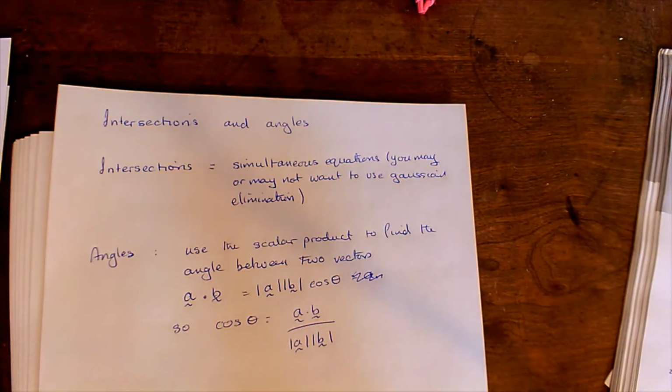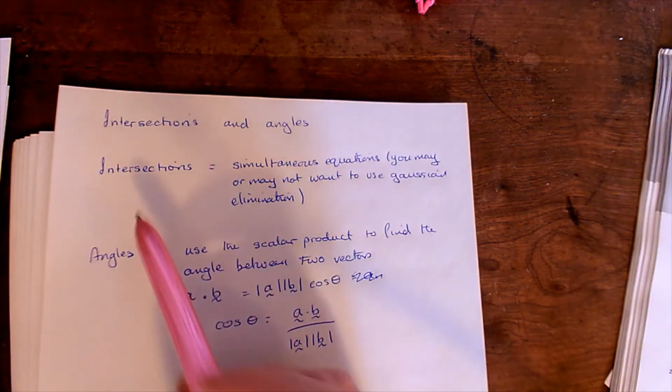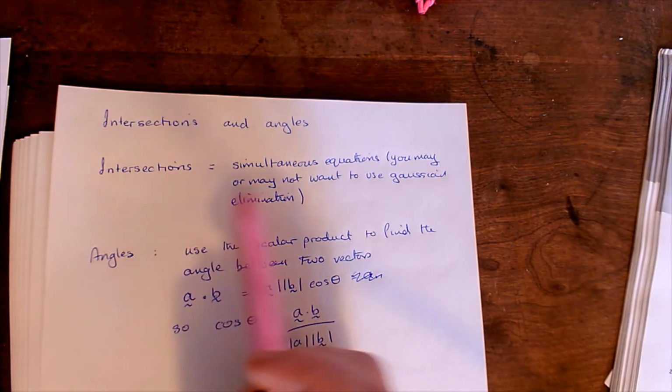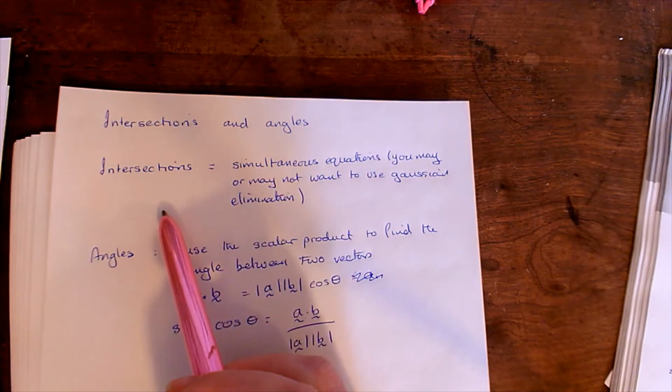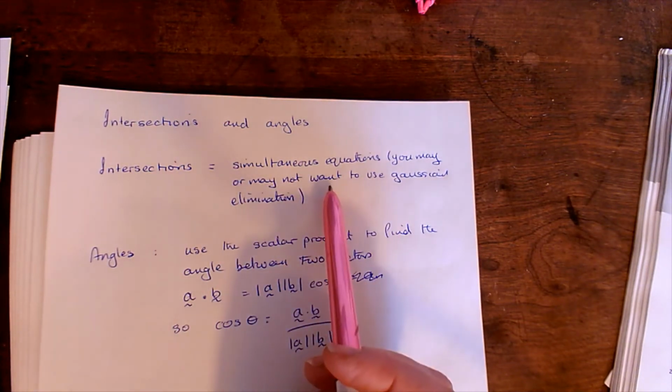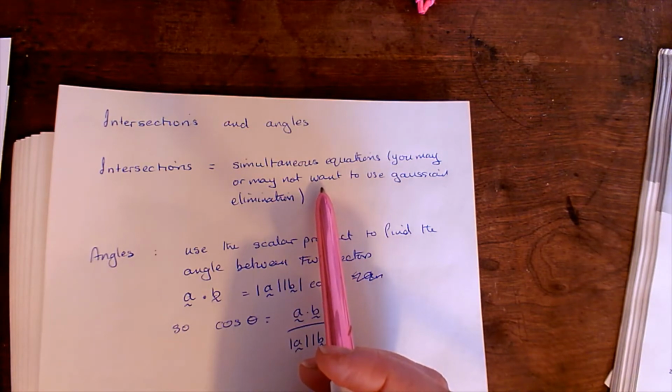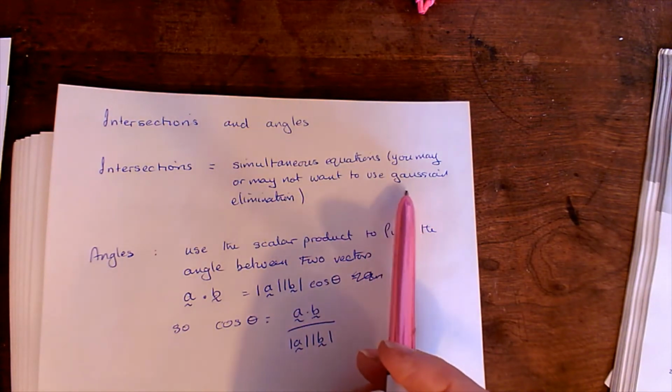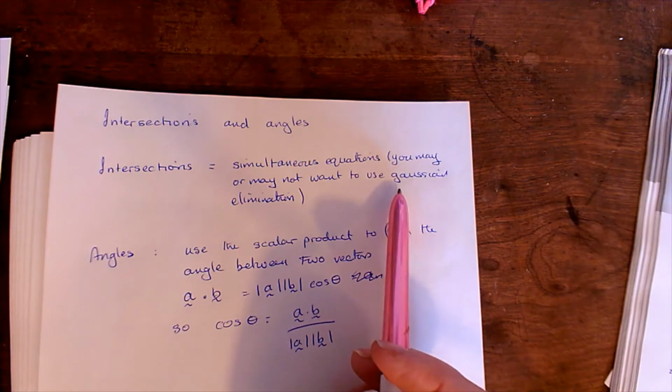Okay, so for the rest of the vectors topic, we're looking at intersections and angles. So we're looking at every possible intersection: intersections of lines with lines, lines with planes, planes with planes, planes with planes with planes. But in each case, where you're actually looking for the point or line of intersection, it's always going to be some form of simultaneous equation thing that you want to do, which may or may not involve Gaussian elimination, depending on how complicated it is.